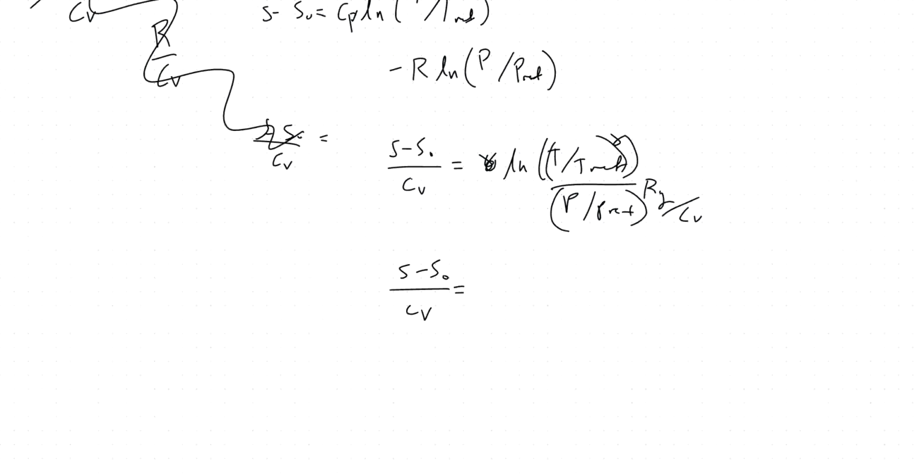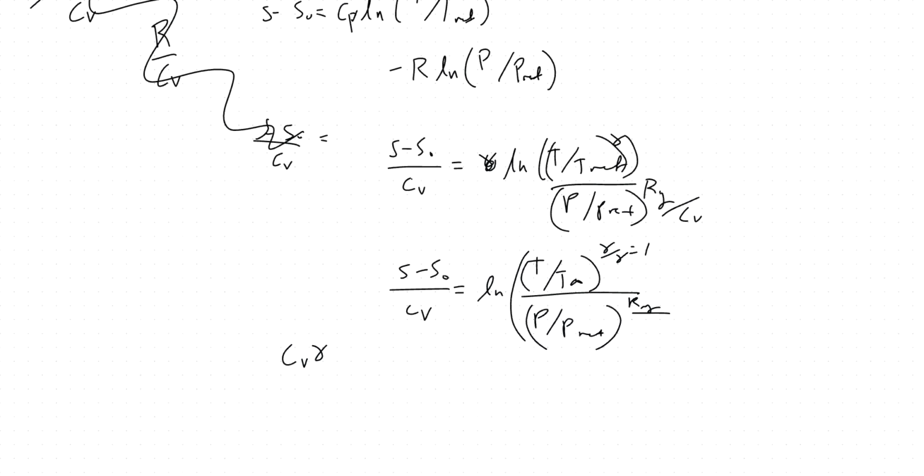Anyways, with that said, we could do S minus S0 over CV equal to ln parentheses T over T infinity. Alpha divided by alpha equals 1, divided by P divided by P ref equals RG divided by CV alpha, which CV, the alpha equals CP over CV, which means that equals CP, right? Am I correct about this?